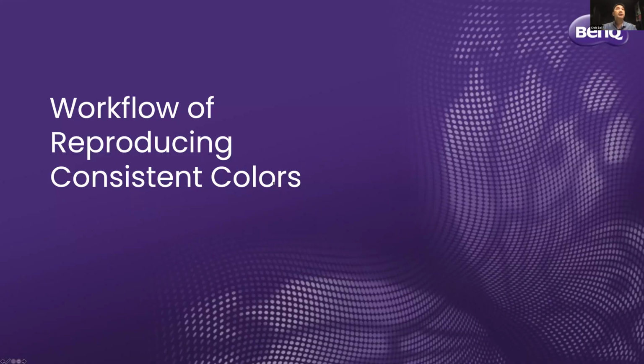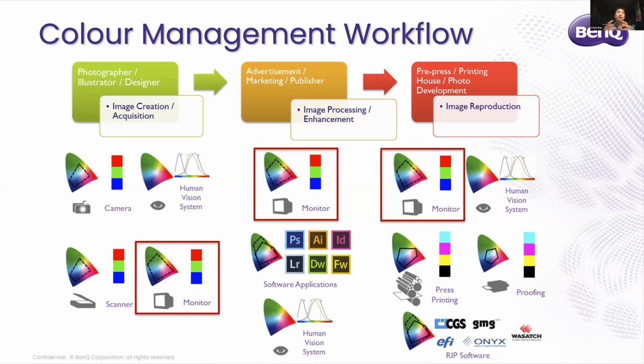All right, so let me talk about the workflow of reproducing consistent colors, okay? Why we need it and how we can achieve it. The color management workflow we can actually break down into 3 stages. The first stage is color creation or acquisition, okay? So basically, you capture from a camera or scan an image from a scanner. And the second stage will be image processing or enhancement. Basically, you will need a monitor to do the enhancement job, okay?